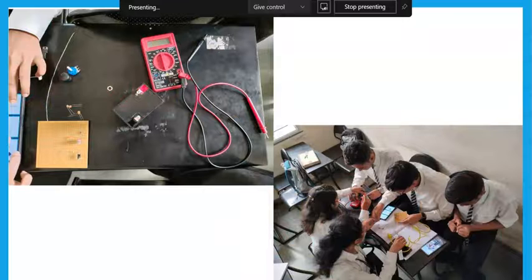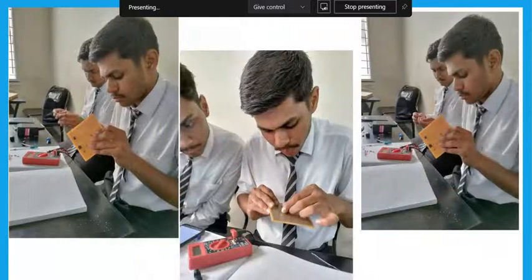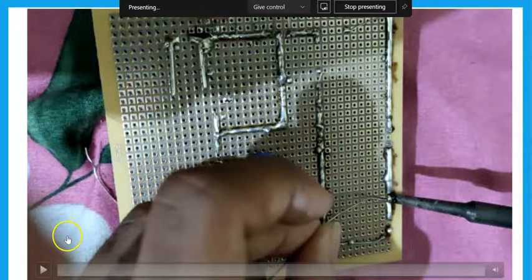This is all of us making the project. This is Prathamesh doing soldering. This is the video of our project.